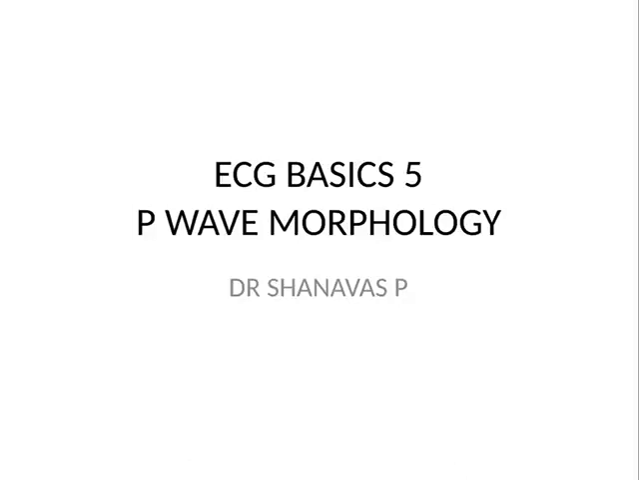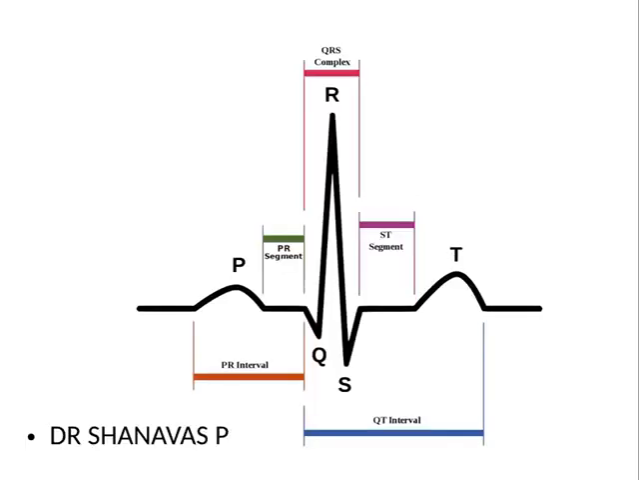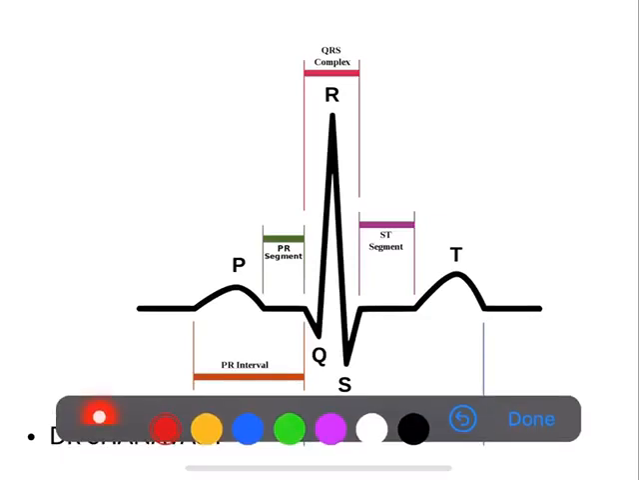Hi everyone. Today we will be discussing the fifth basics class on ECG, and we will be discussing the normal P wave morphology. As everyone knows from this picture, it is very clear that the initial positive deflection in an ECG is called a P wave.